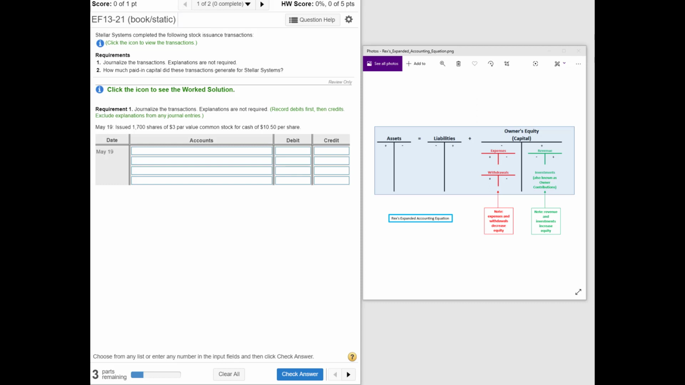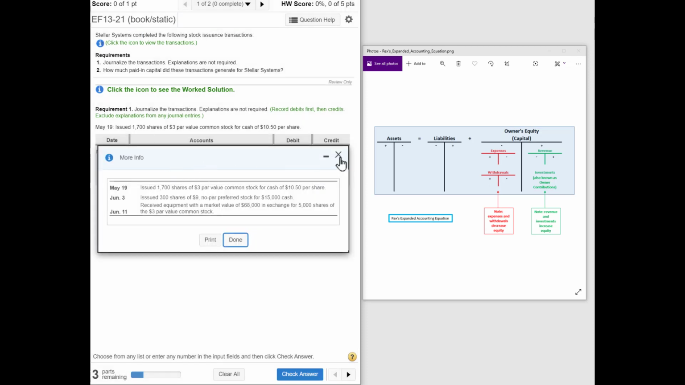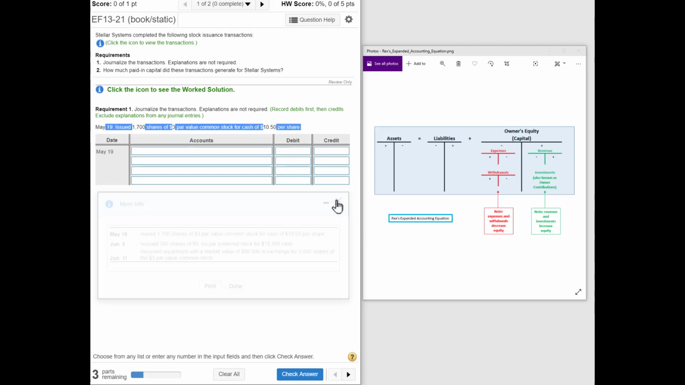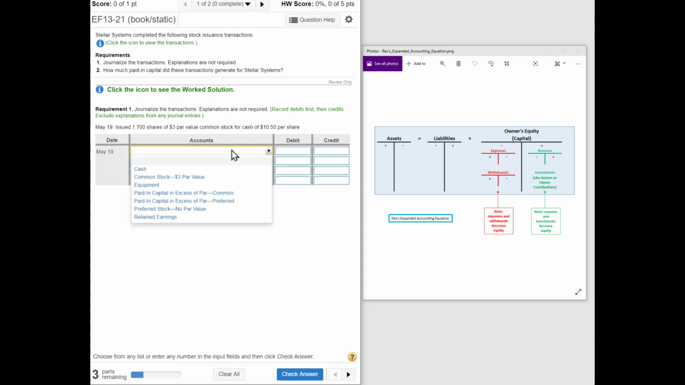Exercise 13-21, we're going to issue some stock. So Stellar Systems completed the following stock issuance transactions. They're listed here, but we'll just take them one at a time because the transactions are listed right here. So our first one, on May 19th, we issued 1,700 shares of $3 par common stock for cash of $10.50 per share. So we know we're getting cash.